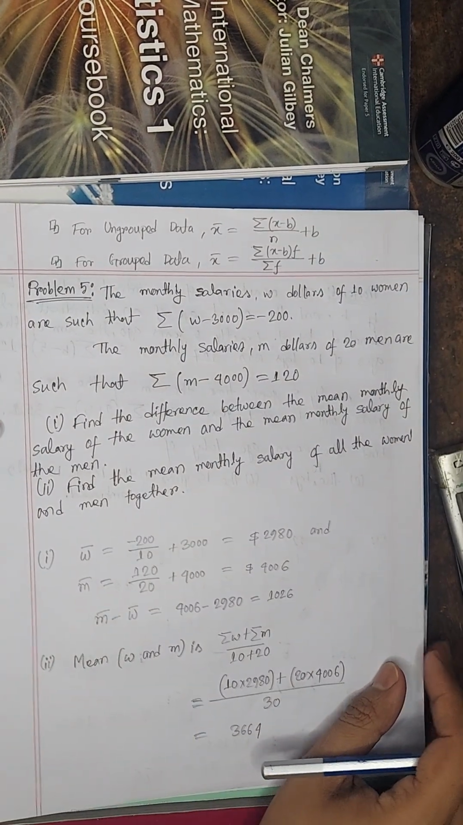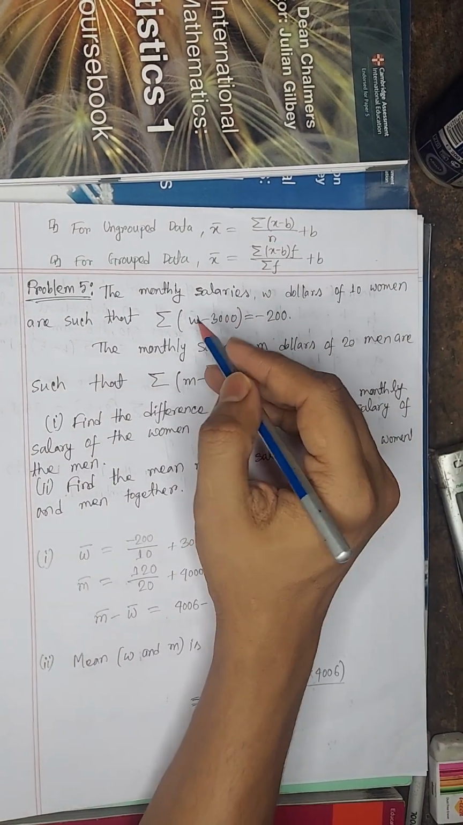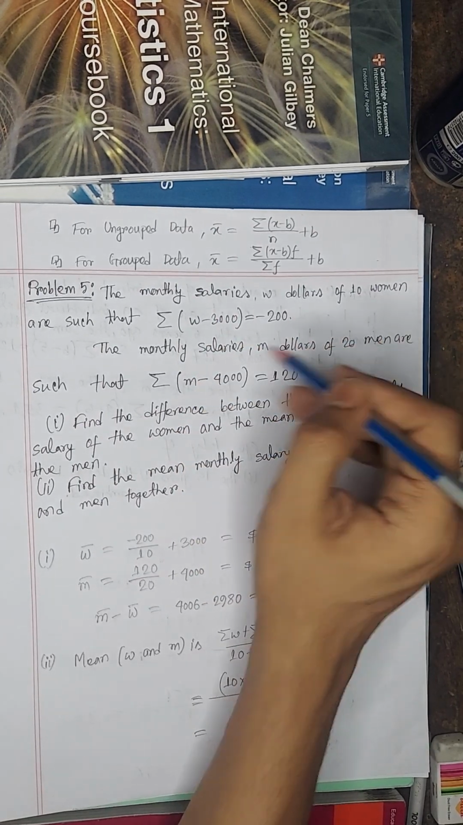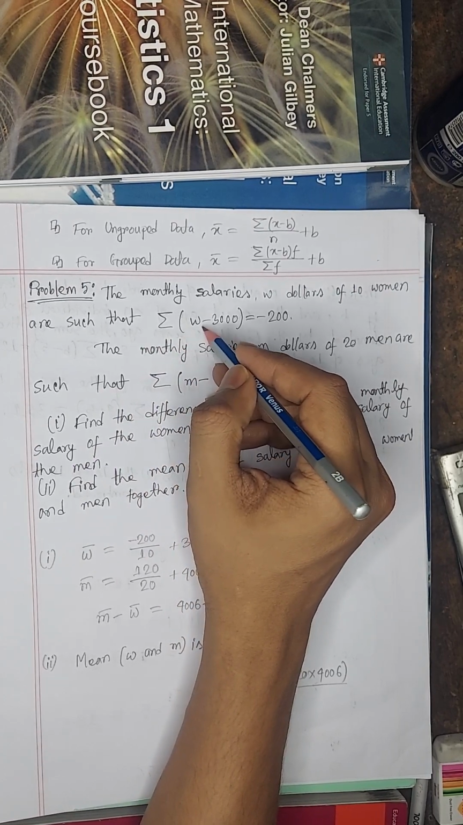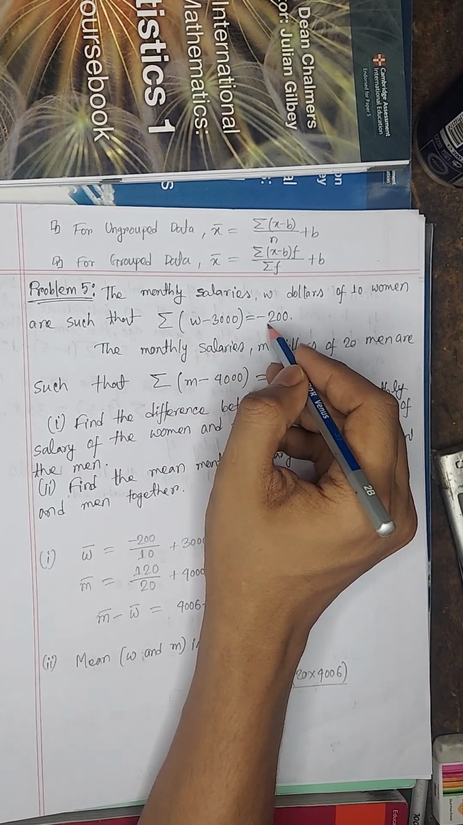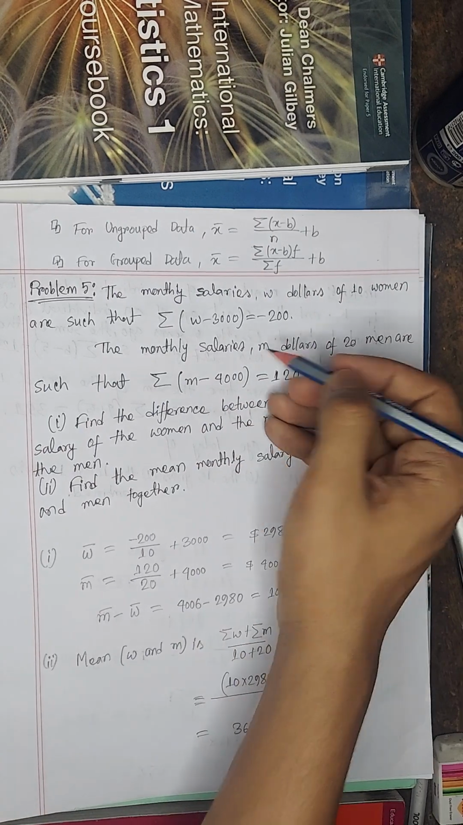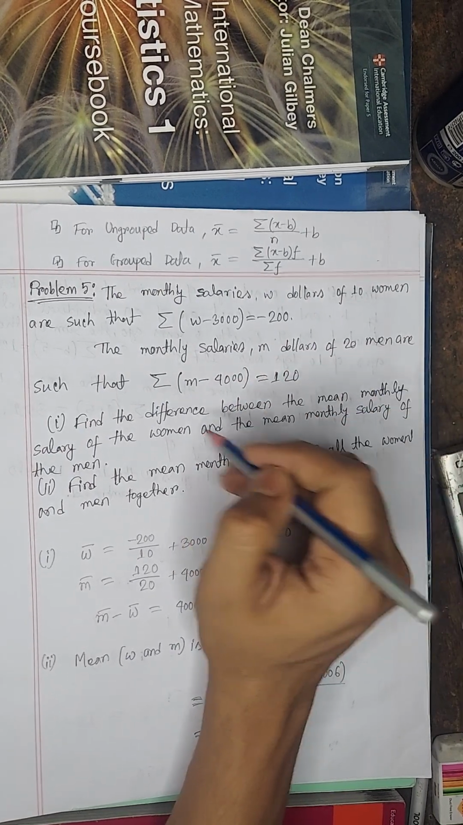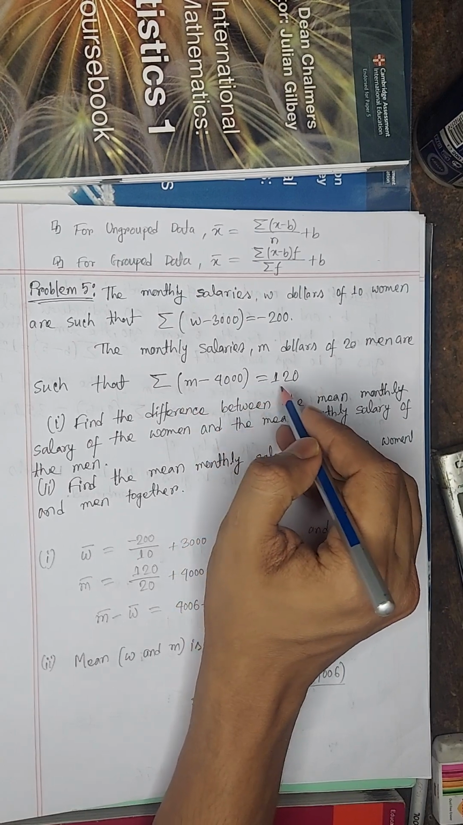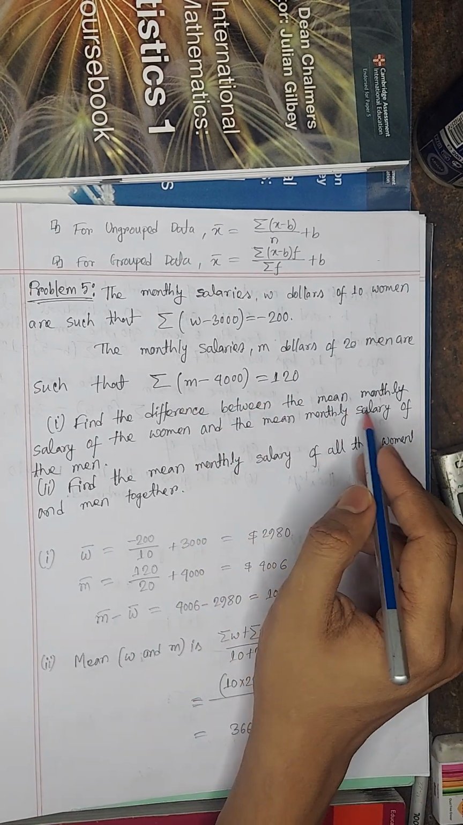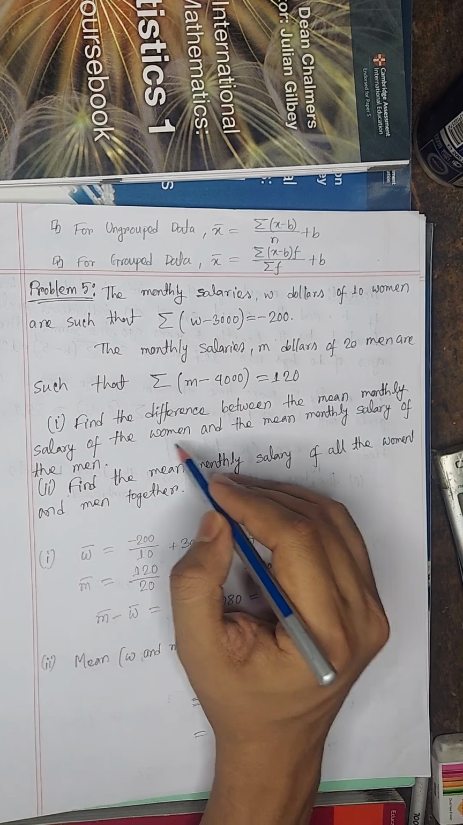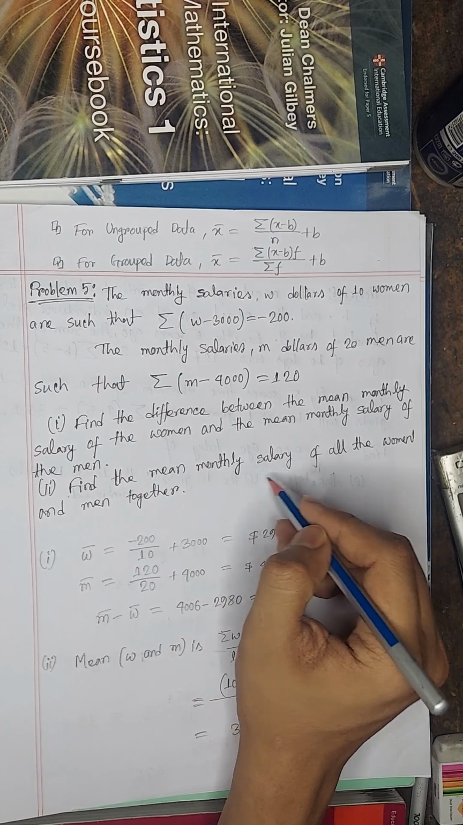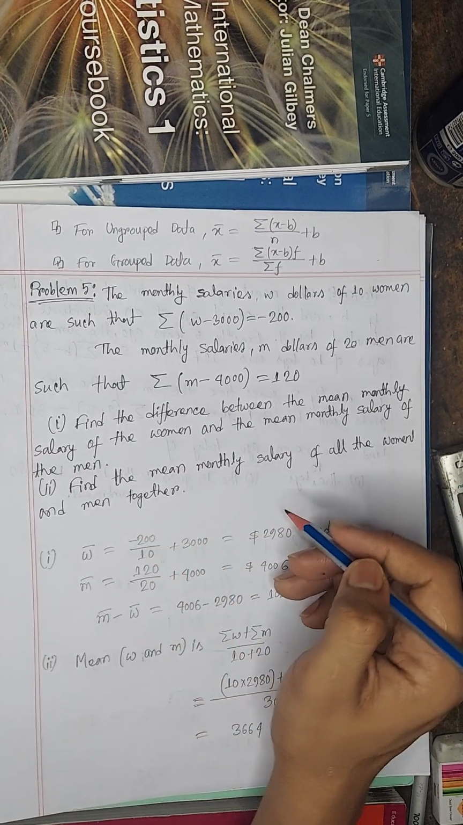This is a very interesting problem. Here the monthly salaries W dollars of 10 women are such that summation of (W minus 3000) is equal to minus 200, and monthly salaries M dollars of 20 men are such that summation of (M minus 4000) is 120. We have to find the difference between the mean monthly salary of the women and the mean monthly salary of the men, and also we have to find the mean salary of all the women and men together.